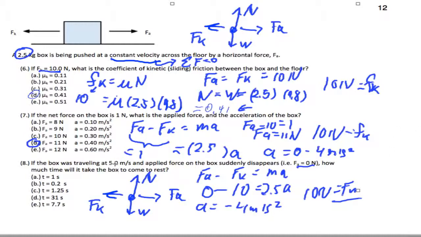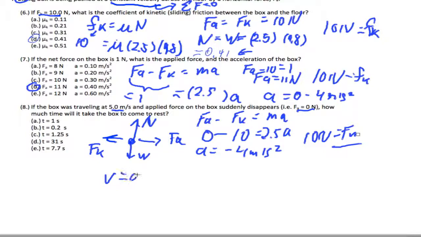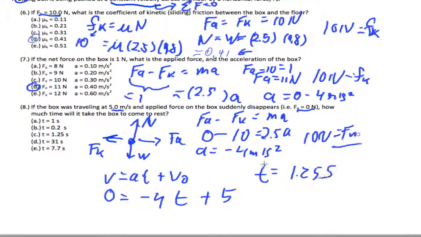And we're traveling at 5 meters per second. You know what, I'll just leave it alone. So now we know that V is AT plus V naught, so let's put that in our formula. V equals AT plus V naught. 0 is what we end up at. Negative 4 is our acceleration. We don't know the time, that's what we want to get. And our initial speed is 5 meters per second. So when we solve, we're going to end up getting that T is 1.25 seconds as our final answer, C.